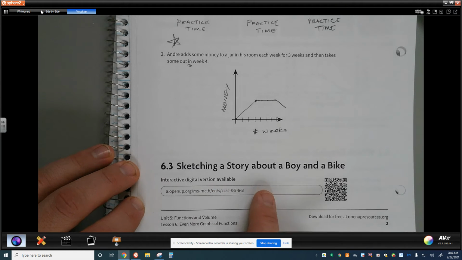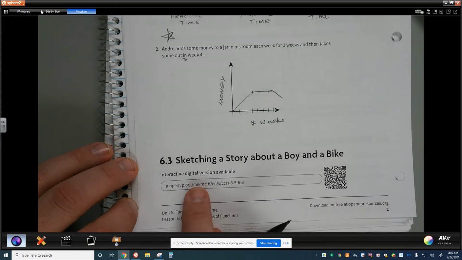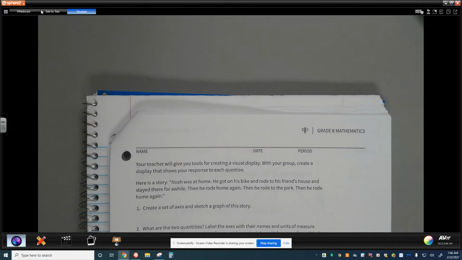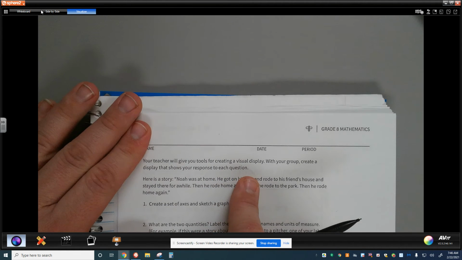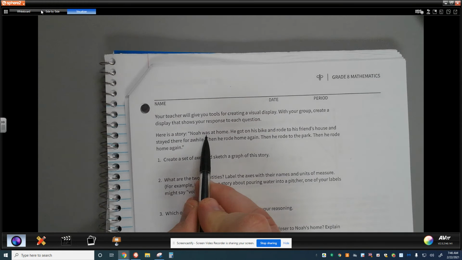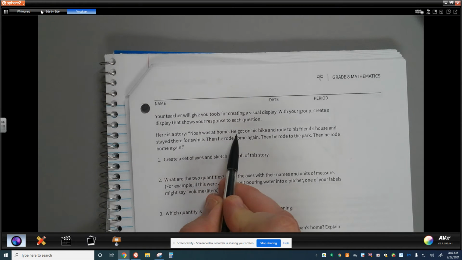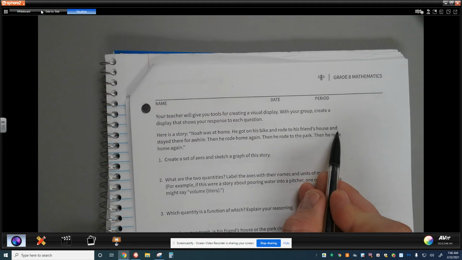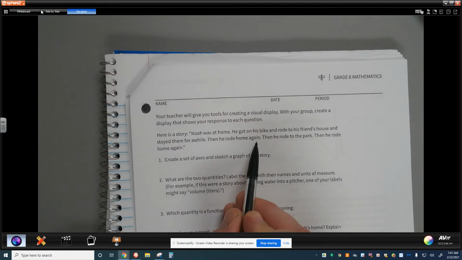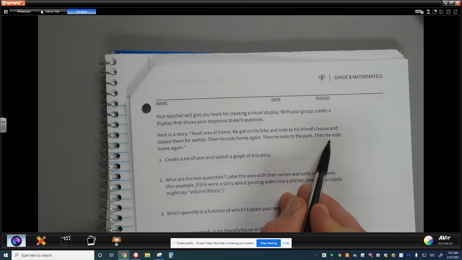It's sketching a story about a boy and a bike. The interactive link will be given in your description for today's work. It says that I'll give you tools for creating a visual display, and that's what that link is. And here's the story. Noah was at home. He got on his bike and rode to his friend's house and stayed there for a while. Then he rode home again. Then he rode to the park. Then he rode home again.